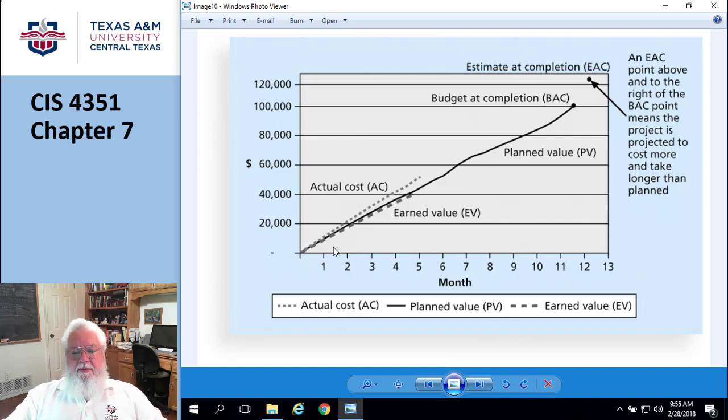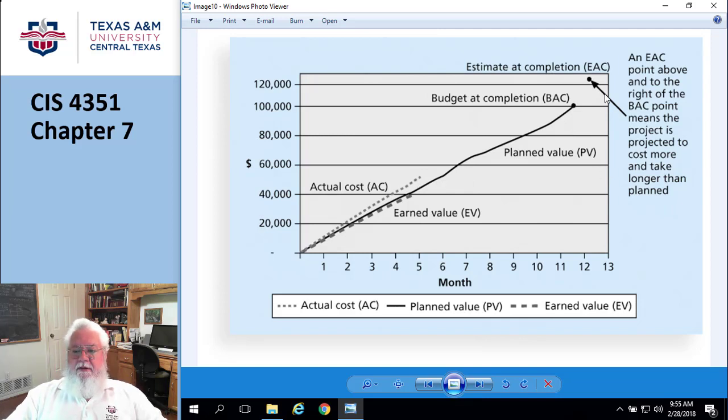So anyway, bottom line is my actual cost is greater than my estimate, and because of that, my earned value is actually less. I'm actually producing less than what I anticipated I'd be producing. So this is a worry.